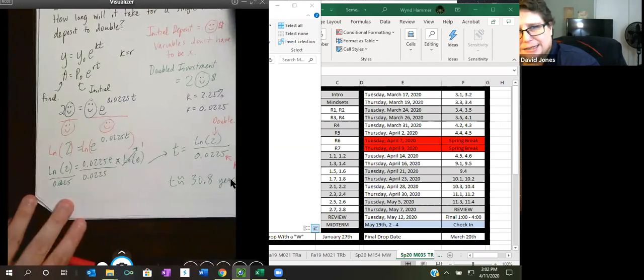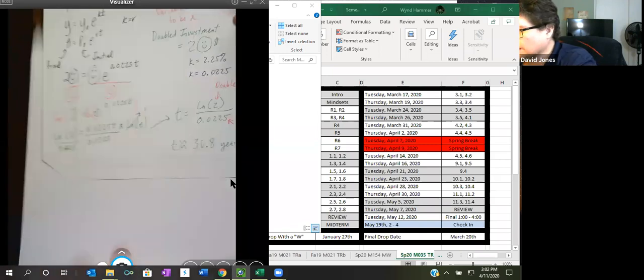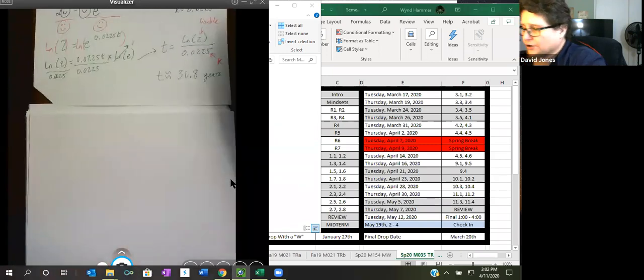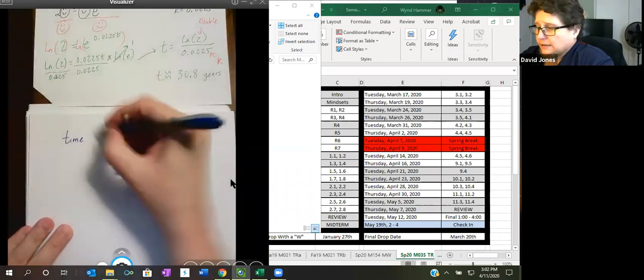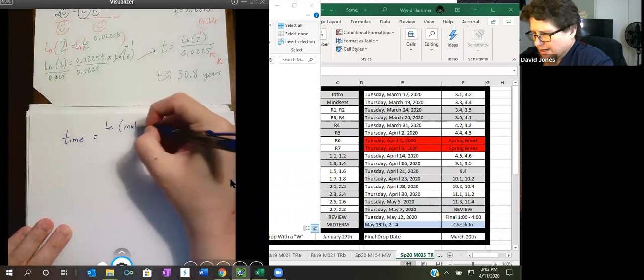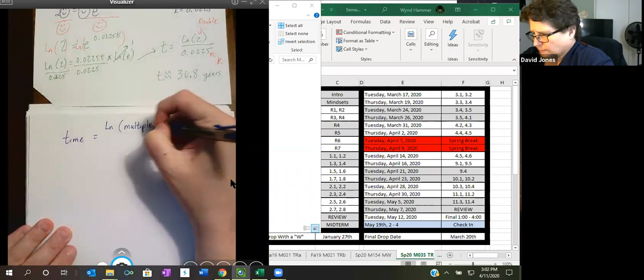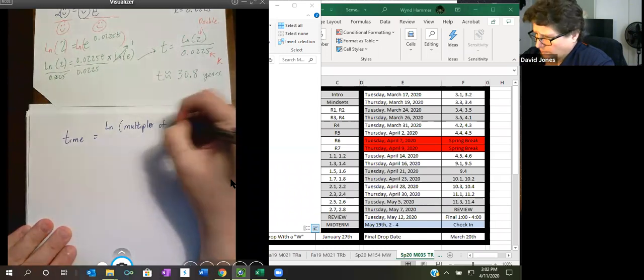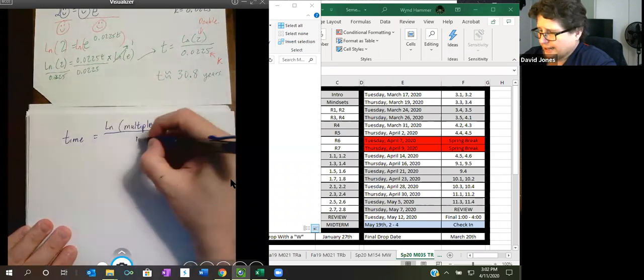So I'm going to pause. I want to point out what this does. You can expedite this problem quite smoothly. Notice the time ends up being the natural log of the multiplier times your deposit divided by the interest rate.